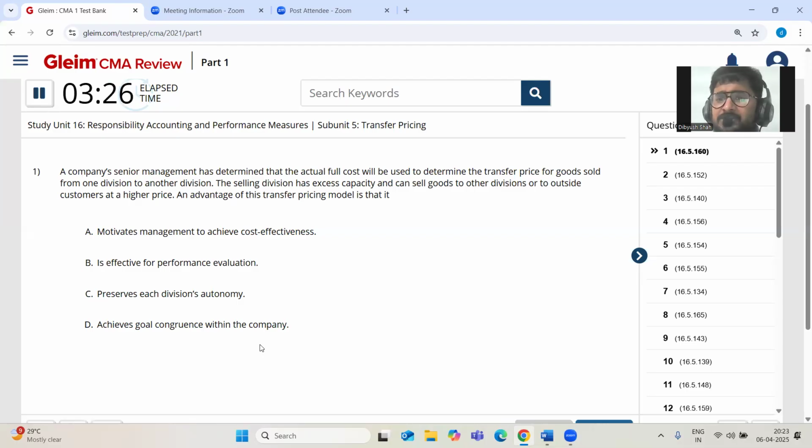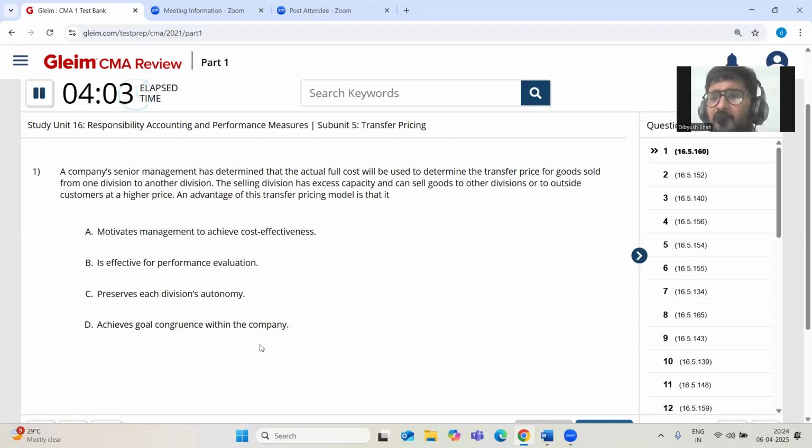Motivates management to achieve cost effectiveness, means motivates management to control the cost. Now tell me, if I can sell it to outside customers at $9 and you are forcing me to sell at full cost, 5 plus 2, 7, why will I try to control cost? Let it be $7 or $7.50 or $8. Buying division has to pay for it. There is no motivation for me to control cost. So this is a disadvantage and not an advantage.